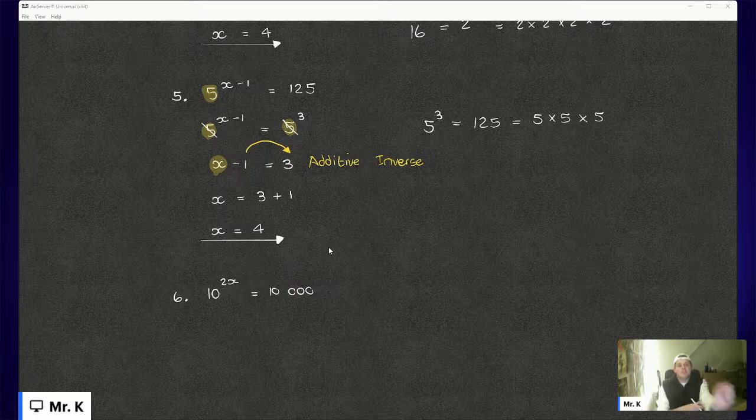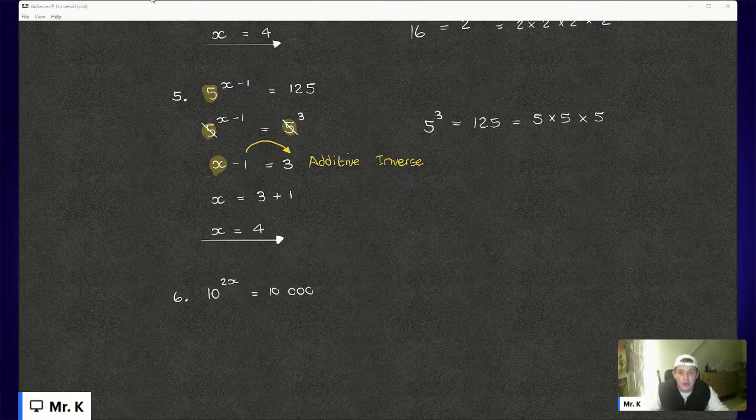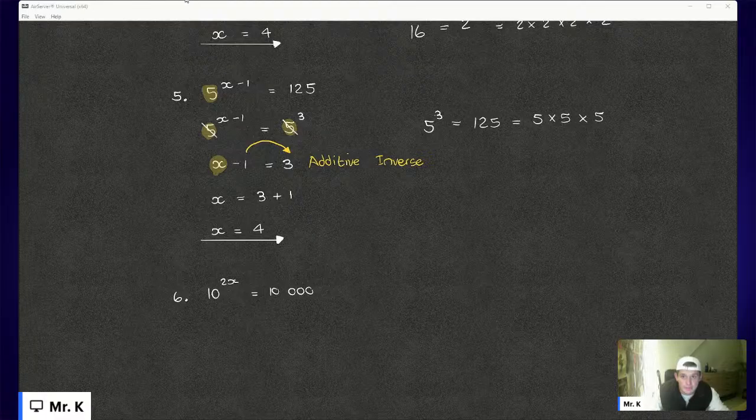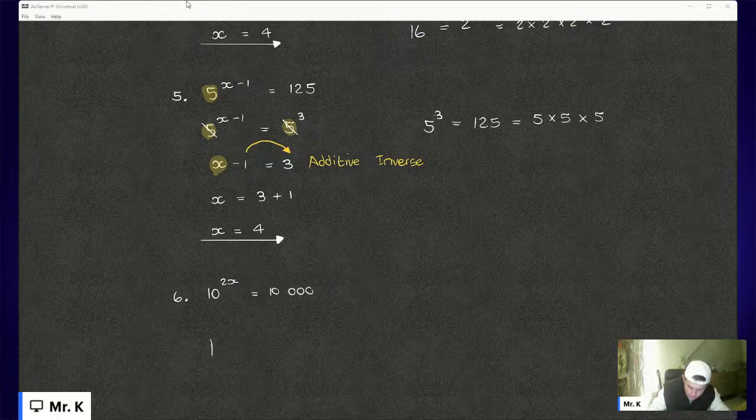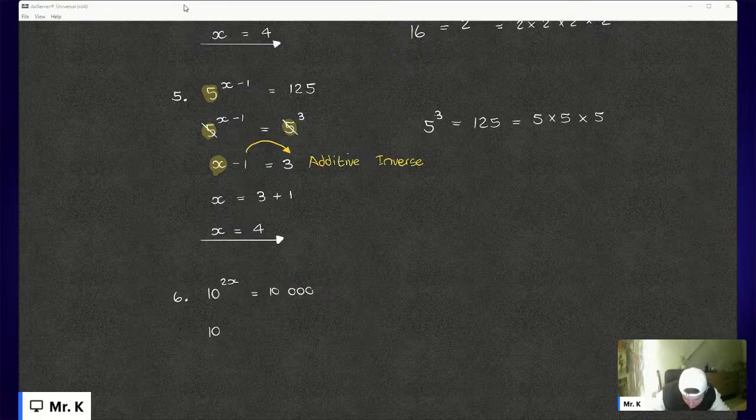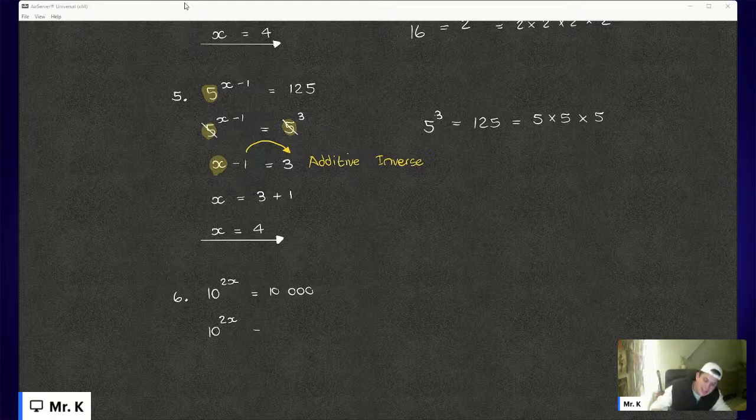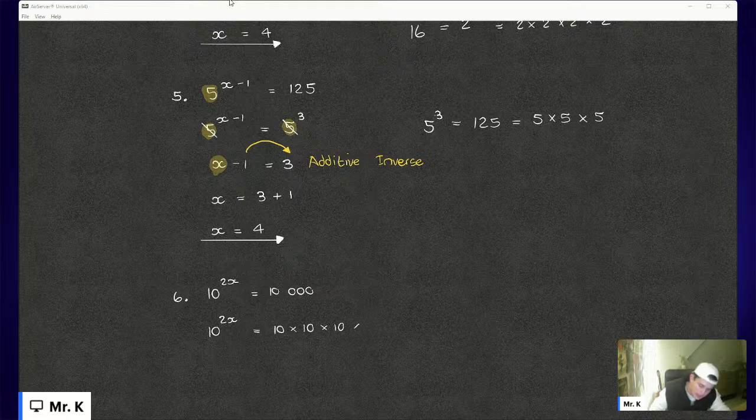Again, our goal is to make sure that we have the same base on both sides of the equation. So on the left-hand side, guys, 10 cannot be written as another exponent, right? So we're going to leave 10 as is to the power of 2x. But 10,000 can definitely be manipulated, right? We can break this down into 10 times 10 times 10 times 10, which is the same as 10 to the power of 4.